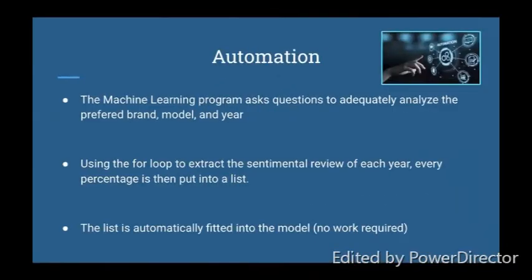Since this is a long process, me and Terence thought of an automated process to make this website more friendly for the user. The machine learning program asks questions to adequately analyze the preferred brand, model, and year. Using the for loop to extract the sentimental review of each year, every percentage is then put into a list. The list is automatically fit into the model, where there's no work required.